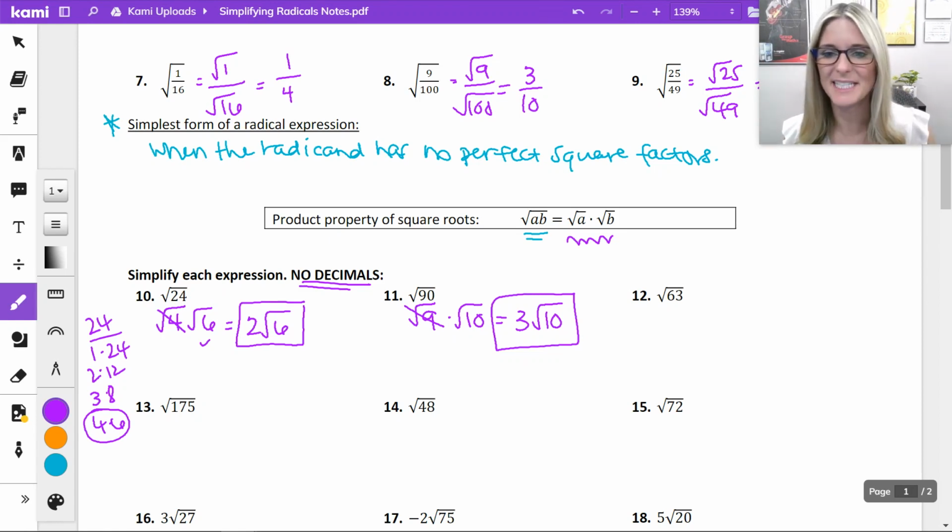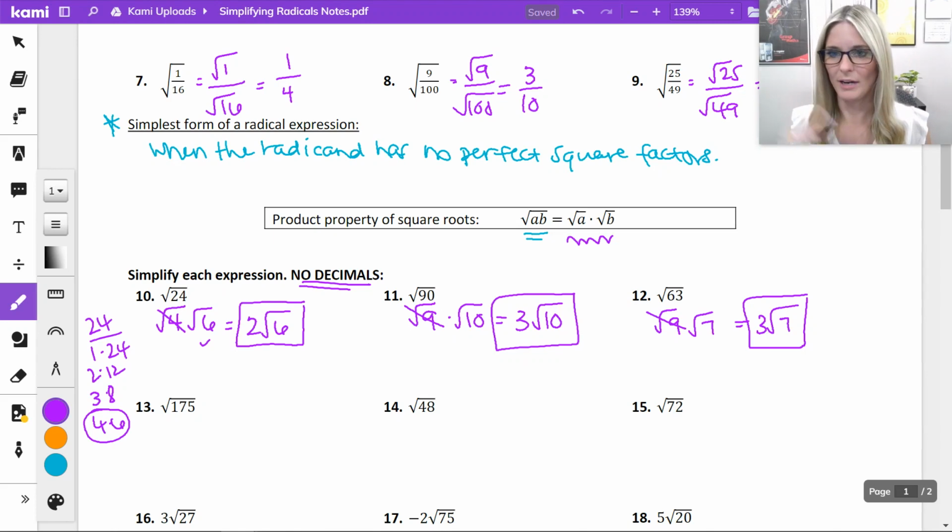Number 12, the square root of 63. So what about 3 times 21? No. 3 and 21 are not perfect squares, so try again. And you can use that list at the top, and that's why we wrote it there on our notes. So you can just work your way down. So think about 4. Does 4 go into 63? No. Does 9? Oh, well, of course. 9 times 7. The square root of 9 is 3, and there's nothing more I can do with the 7. So final answer, 3 radical 7.